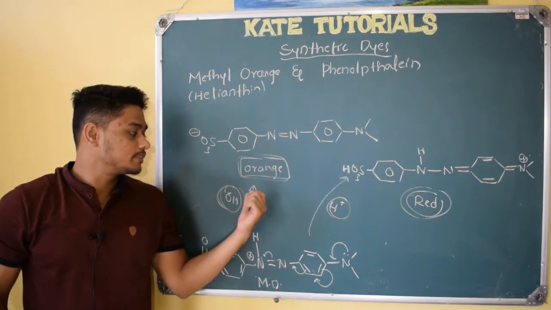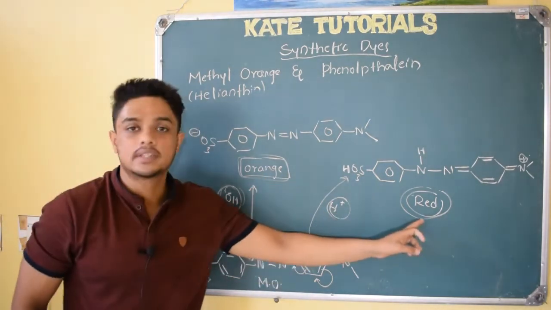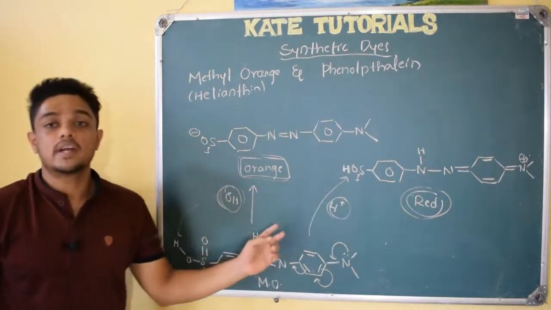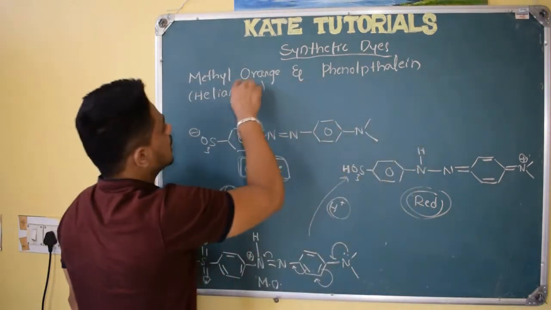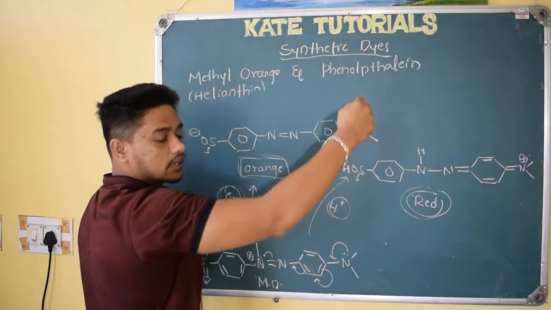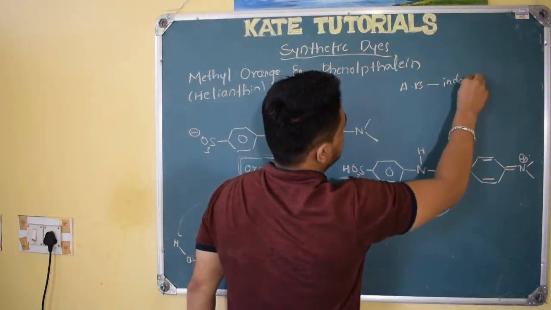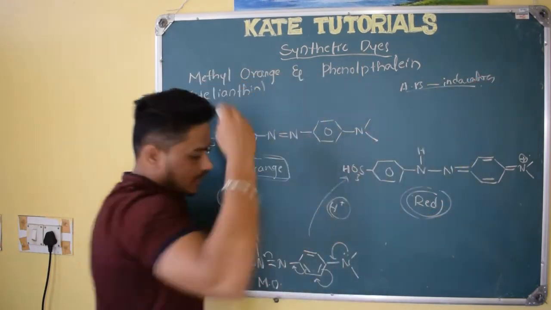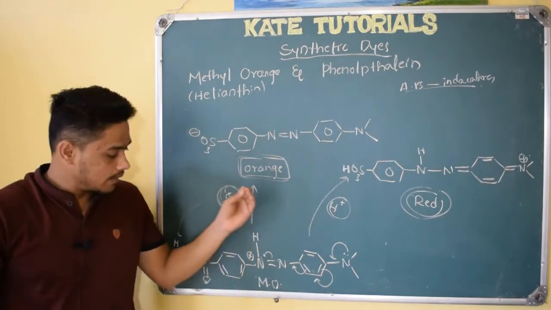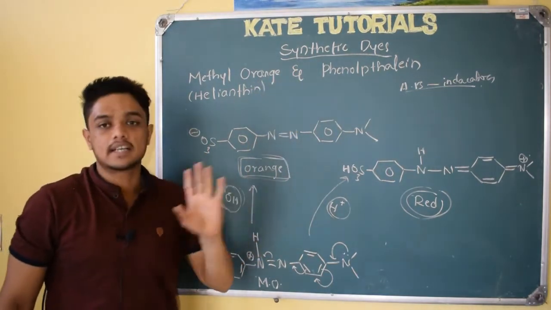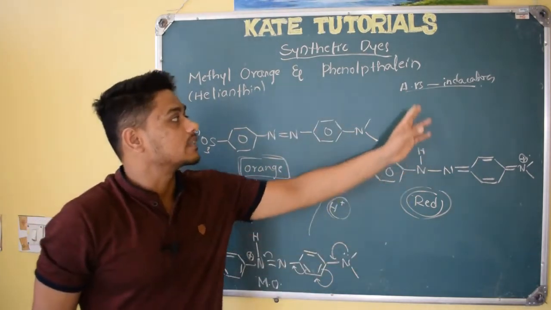So if the solution is basic, then the methyl orange will be orange. If the solution is acidic, then methyl orange will be red, right? In this way it indicates, so we use it as an indicator. We use this methyl orange as well as phenolphthalein as acid base indicators. And you may ask, sir, then we will study this in the acid base indicators chapter, right? Why are we studying it in synthetic dyes? The reason I have taken these in synthetic dyes is that methyl orange and phenolphthalein can't act as dyes, they act only as indicators.